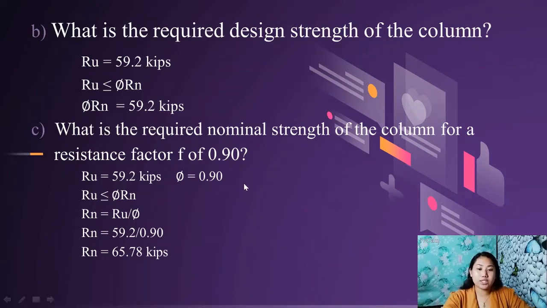Letter C. What is the required nominal strength of the column for a resistance factor of 0.90? We have our ultimate strength 59.2 kilopascal, then our resistance factor 0.90. So our formula is given already. Then we have to equate, then substitute the given values. So our nominal strength is 65.78 kilopascal.